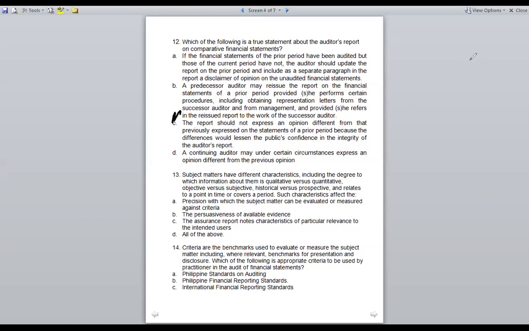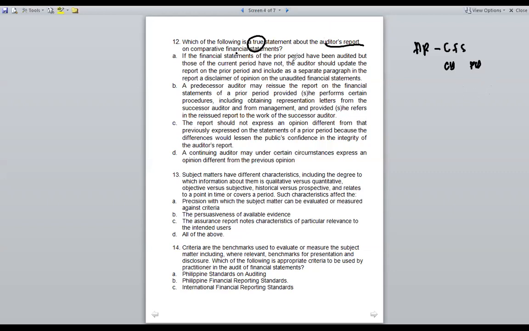Okay. So yeah, number 12, which of the following is true statement about the auditor's report on comparative financial statements? So guys, ang hinahanap is true. Okay, about auditor's report in the comparative financial statement. So ibig sabihin, there is a current year and you have the previous year comparative financial statement. So let us see.